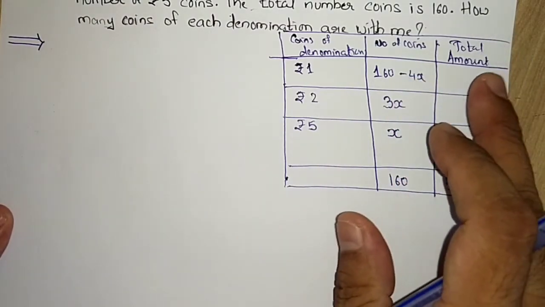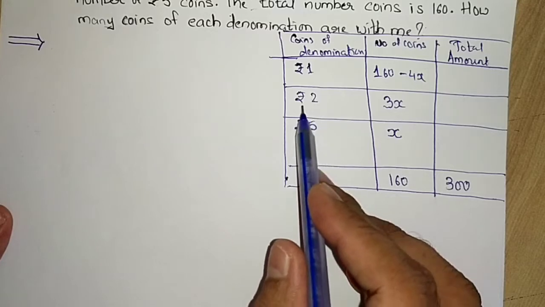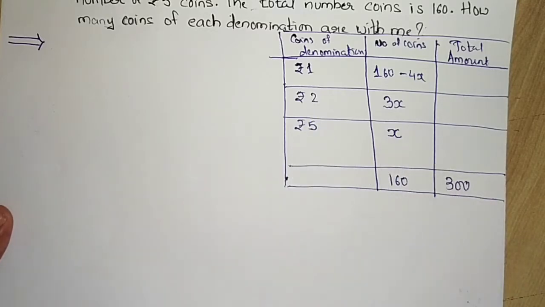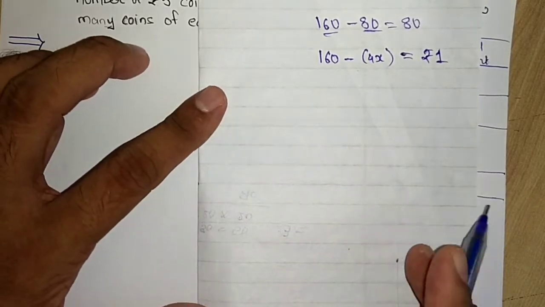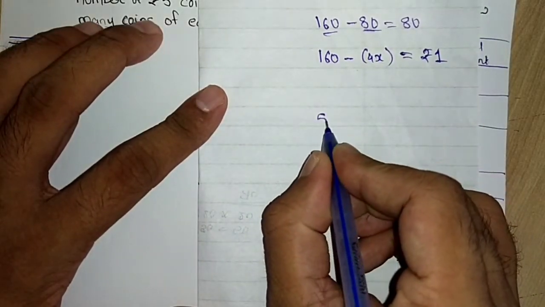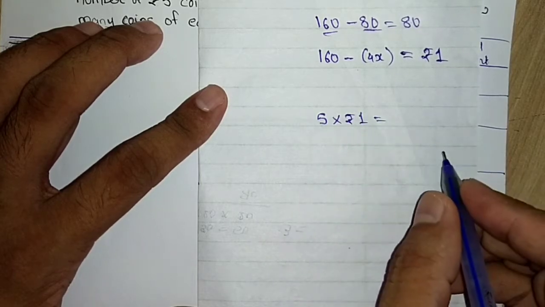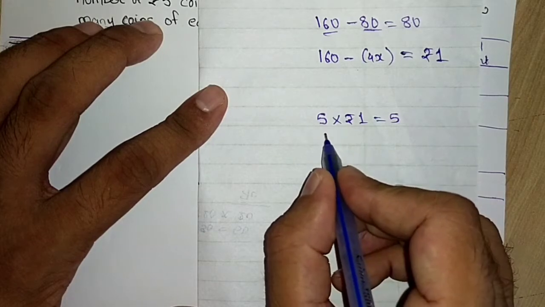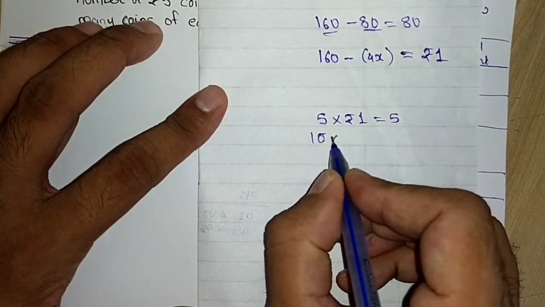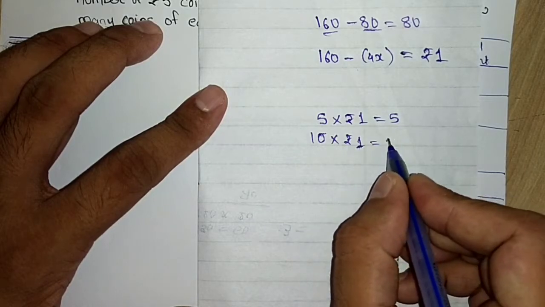Now we have to find the amount which I have of rupees 1, the total amount of rupees 1, the total amount of rupees 2 and the total amount of rupees 5. For that, let me explain to you. If I am having 5 coins of rupees 1, how much amount will I have? Definitely 5 rupees. If I am having 10 coins of rupees 1, how much amount will I have? Definitely 10.